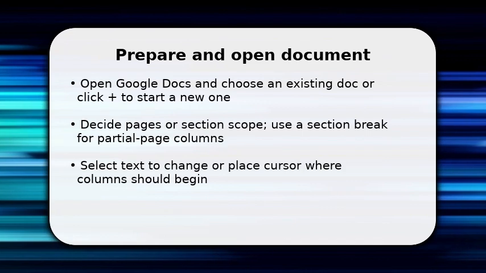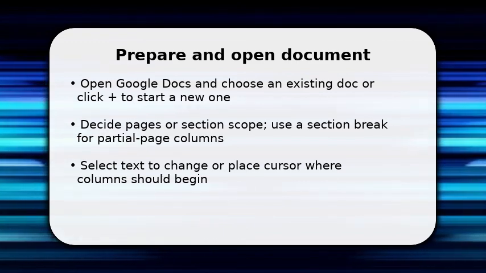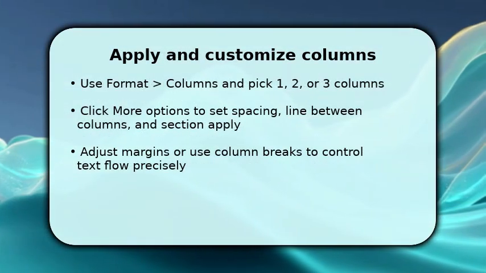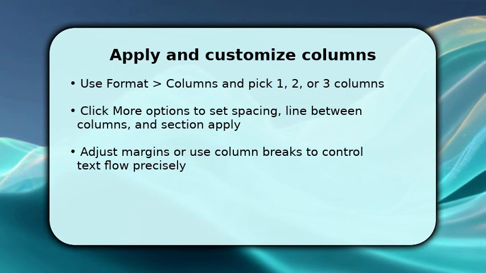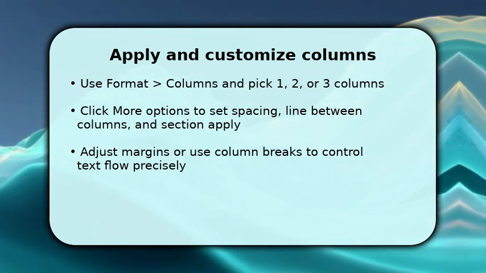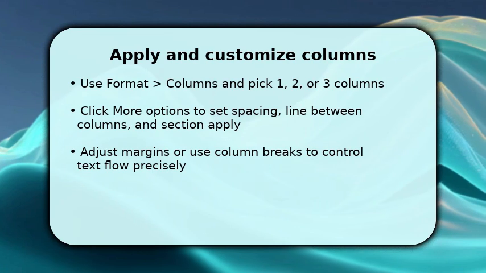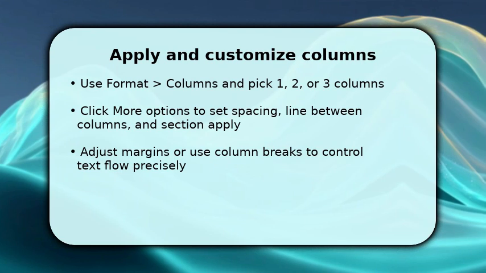This prevents global changes. This setup ensures you'll control flow and spacing from the start and keeps headers and footers unchanged. Now you apply and customize the columns. Select Format, Columns, then pick 2 or 3 columns depending on layout needs. Click More options to fine-tune spacing and add a vertical line between columns. Once you set spacing, make sure to apply to the correct section so headers remain single column.